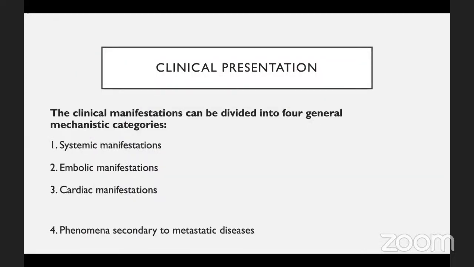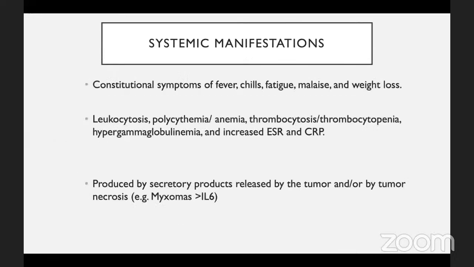The clinical presentation in cardiac tumors in general is categorized into four main categories: the systemic, embolic, cardiac, and the phenomenon that is secondary to metastatic diseases. The systemic manifestations, like any other tumor, include constitutional symptoms: weight loss, fatigue, fevers, chills. Lab-wise, we will look at the increase in the WBCs, polycythemia or anemia, platelet disturbance, thrombocytosis or thrombocytopenia, hypergammaglobulinemia and increase in the inflammatory markers.